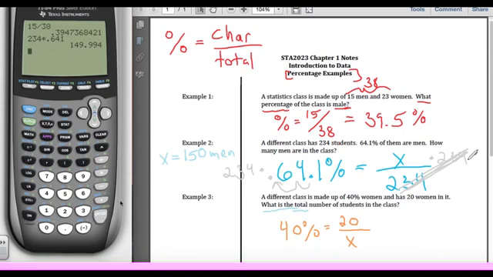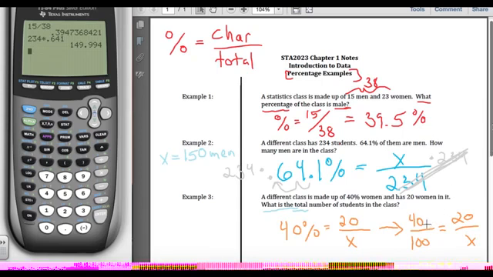Well, there are several ways to go about solving this problem. To me, it makes the most sense to rewrite it in a slightly different way. I'm going to rewrite 40% as 40 out of 100. You can rewrite any percentage as that number over 100, and keep this as 20 over x. If I write it this way, all I have to do is cross multiply the 40 times the x and the 100 times the 20 to get rid of my fractions.